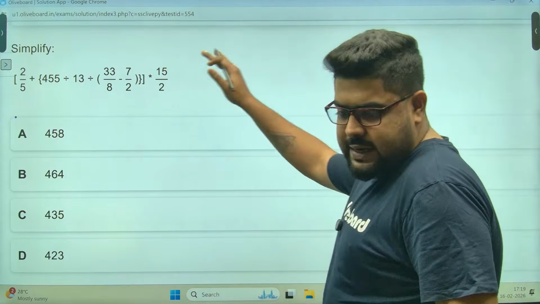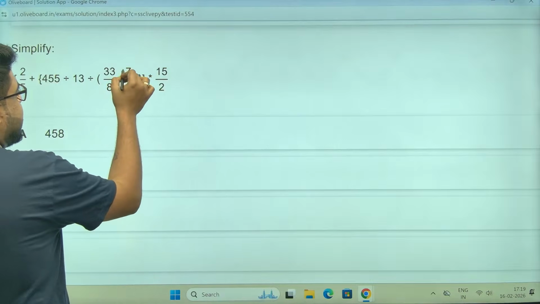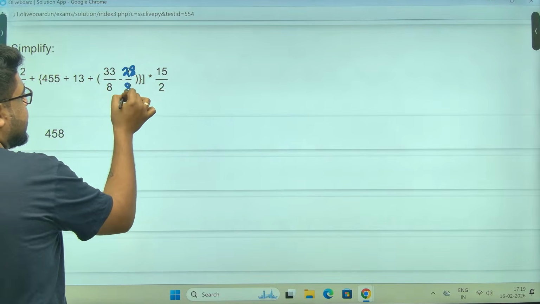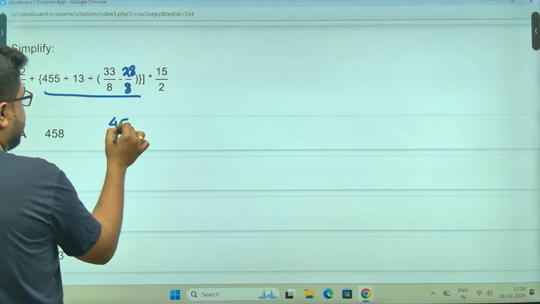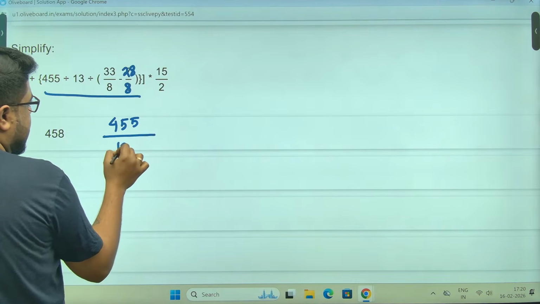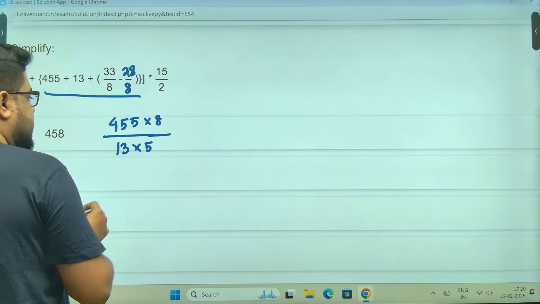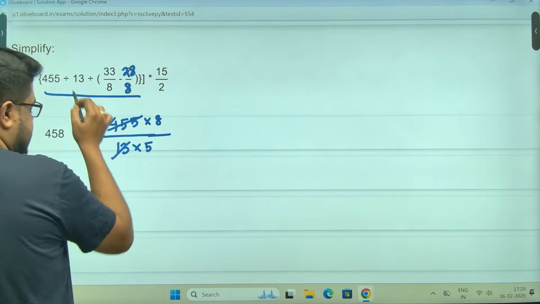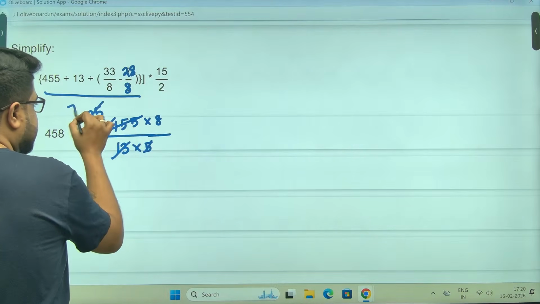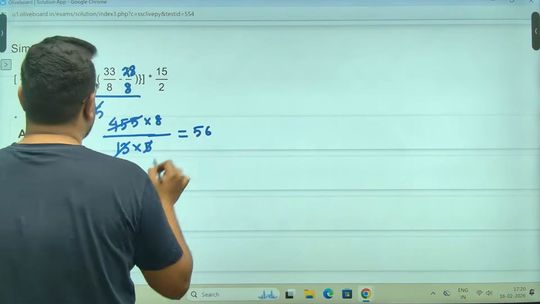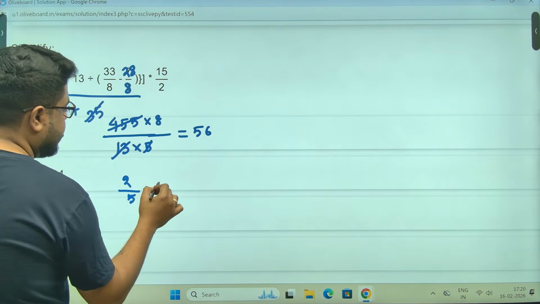Achha, sir, let's start. So 33 by 8 minus 7 by 2. 7 by 2 meaning 28 by 8. Meaning, sir, this is 5 by 8. So this part is 455 by 13, and this is 5 by 8, meaning 5 here and 8 will go up. 13 3s are 39, 65 is 5 times. 5 sevens are this. This is 56, sir. So 2 by 5 plus 56.